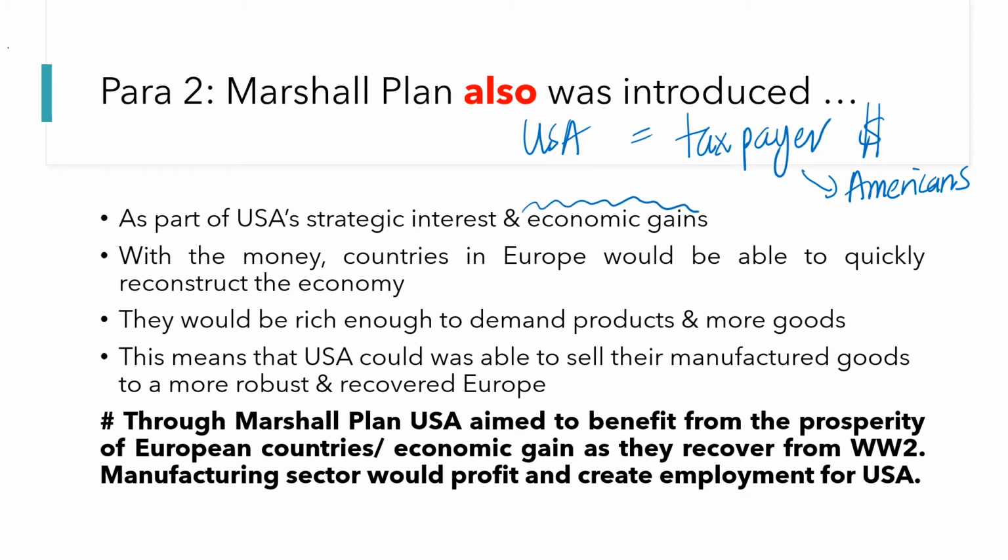Okay, now with the money, countries in Europe will be able to quickly reconstruct their own countries, their own economy, and when they are richer, they are able to demand goods and more products. And where do you think these goods and products will come from? Naturally, the USA, because most possibly they are one of the countries that is the least affected during World War II. And if the USA was able to sell their manufactured goods, it is very helpful for both the USA as well as European countries. So it is what we call a very mutual benefit.